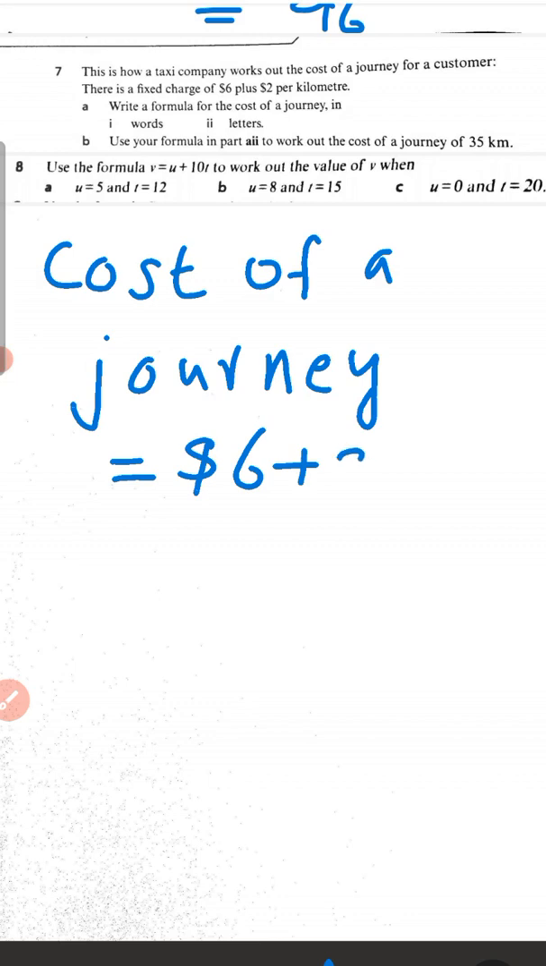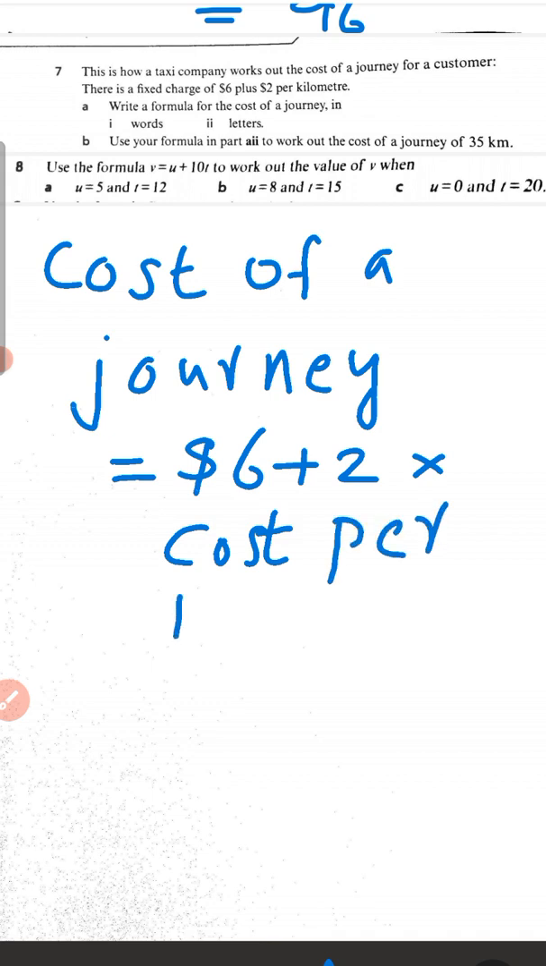So 2 into cost per kilometer. Cost per kilometer means for 1 kilometer. So this is in words. Cost of a journey is equal to $6. That is a fixed charge.